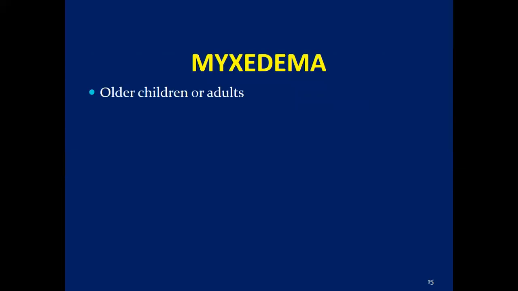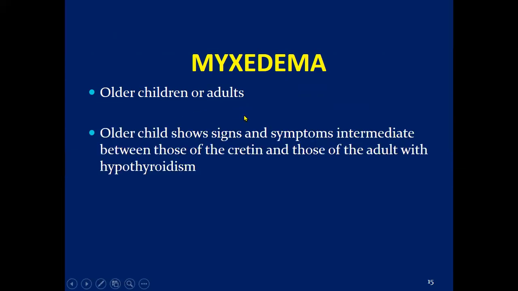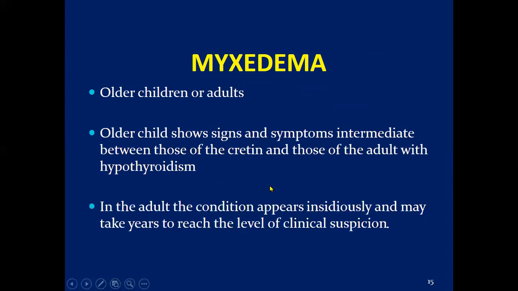Myxedema is basically in older children or adults. In older children, the symptoms may be like this, but not the same as present in the children. They show signs and symptoms intermediate between those of cretinism and those of the adult with hypothyroidism. Clinical manifestations vary with the age.